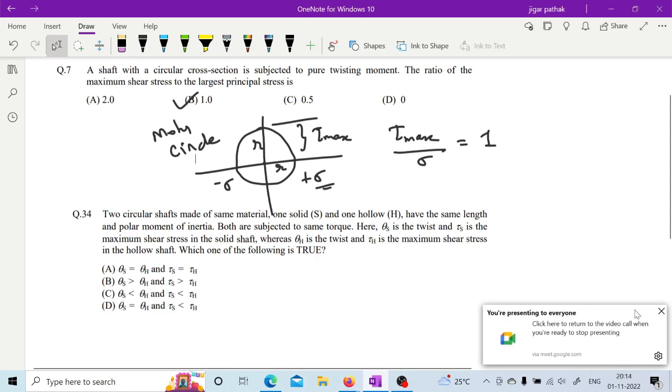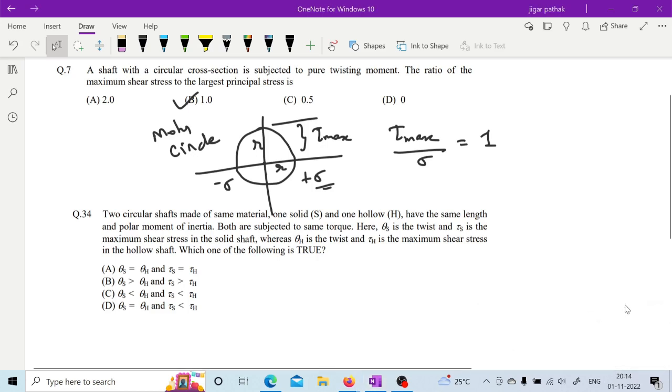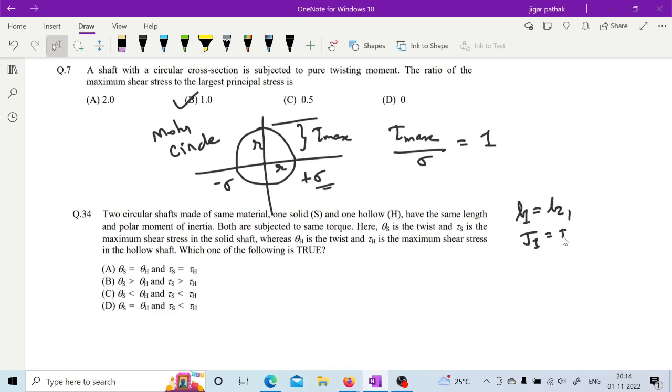Both shafts have the same length and polar moment of inertia. L1 is equal to L2 and J1 is equal to J2. Now both are subjected to the same torque.